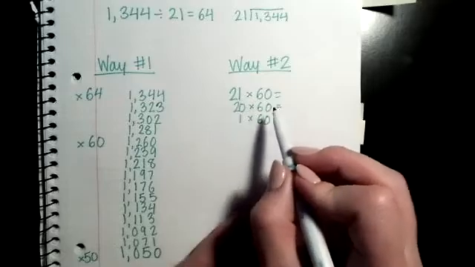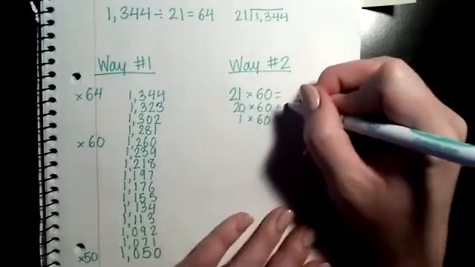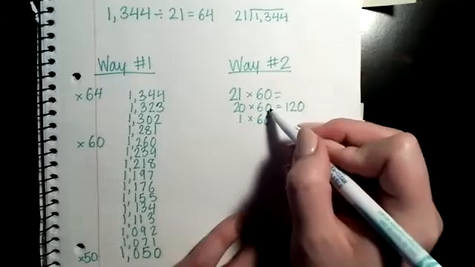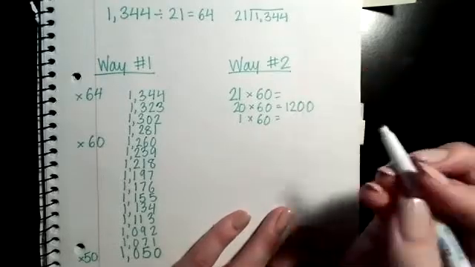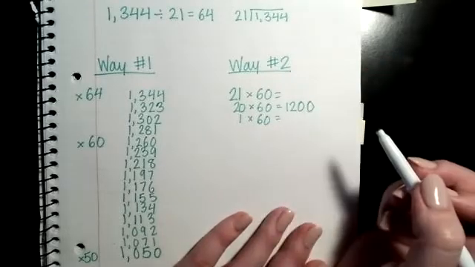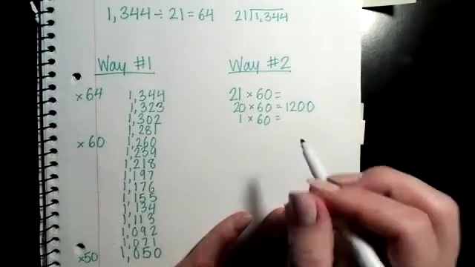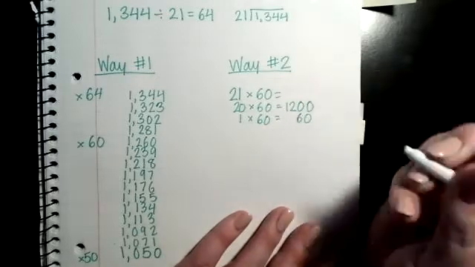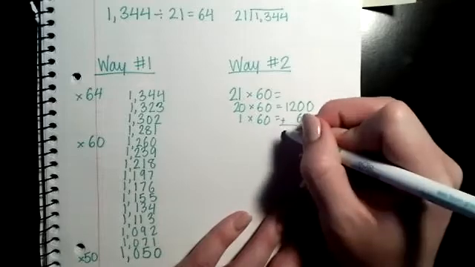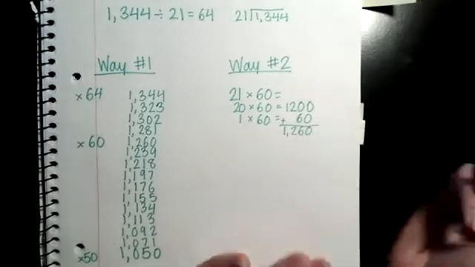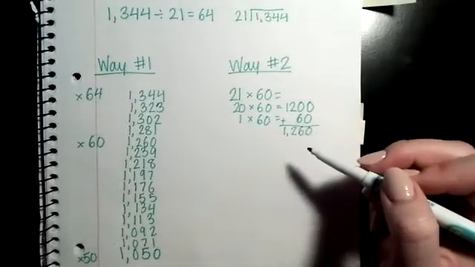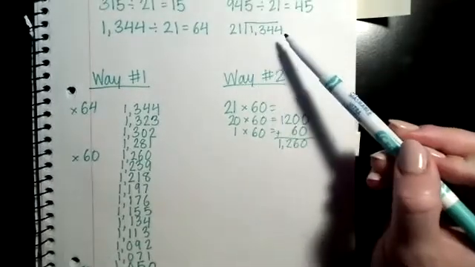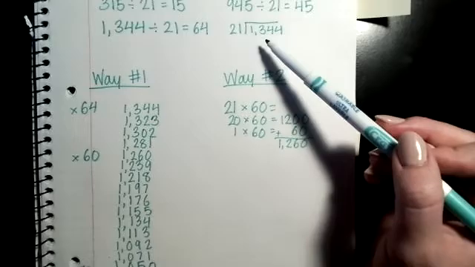So 20 times 60, well, I know 2 times 6, that's 12. And then I have a 0 from my 20, and a 0 from my 60, so I shifted 2 place values over. I got 1,200, okay? And then I have 60 times 1. That would be 60, and I can add those up. 1,260. All right, so 1,260. That's not quite to the number I want yet, but it is a lot closer.